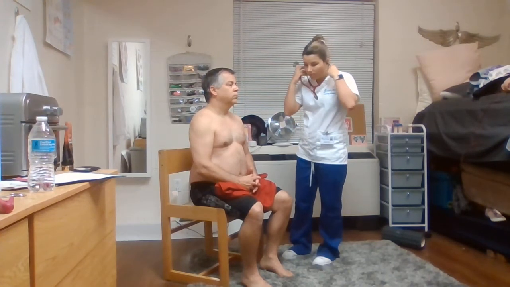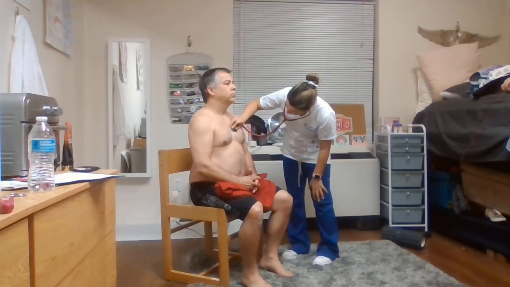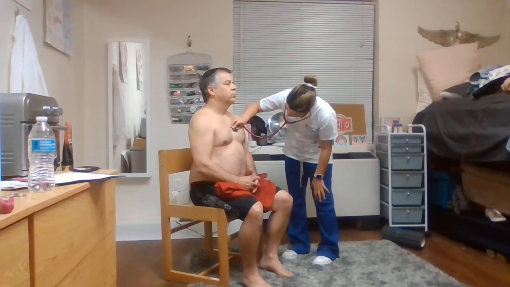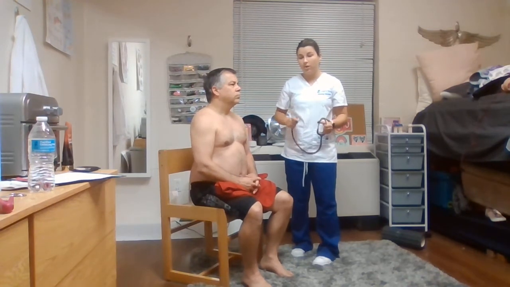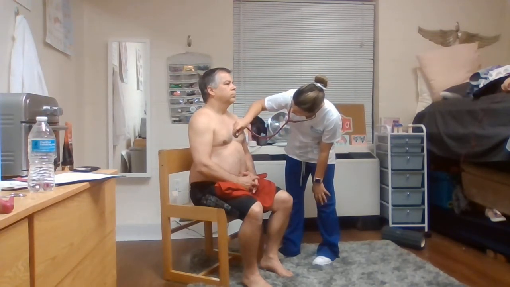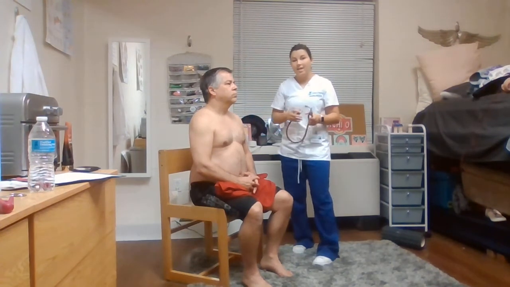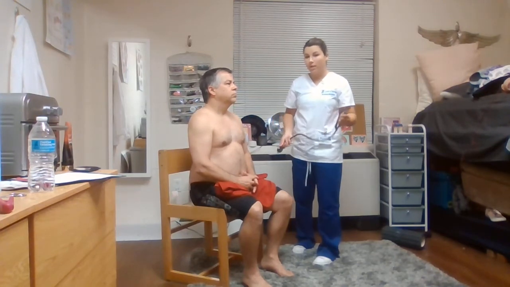All right, so I'm going to the third intercostal space on the left sternal border. I'm going to listen to his tricuspid valve at the fourth intercostal space at the left lateral sternal border. All right, and lastly, I'm going to listen at the mitral valve at the apex of the heart. So I'm going to the fifth intercostal space at the mid-clavicular line. I'm going to listen for a full minute to take an apical heart rate.